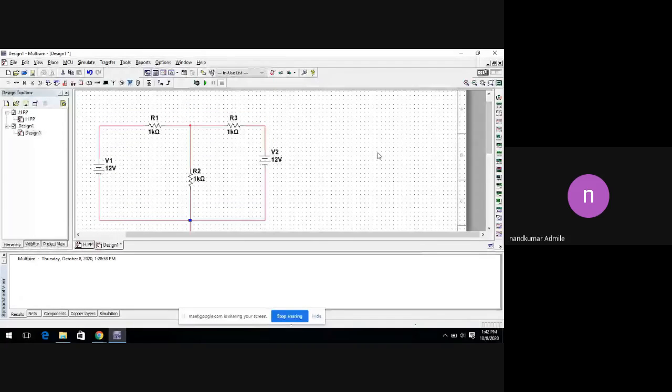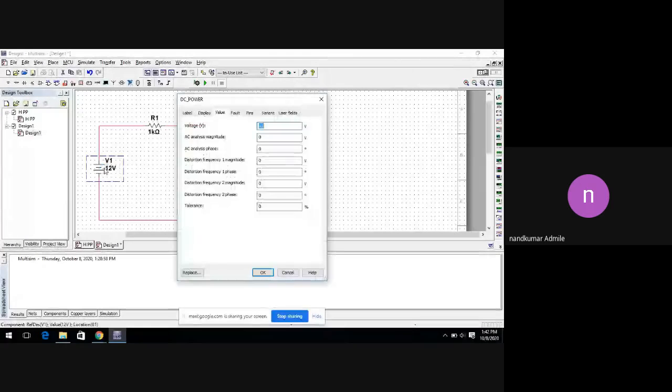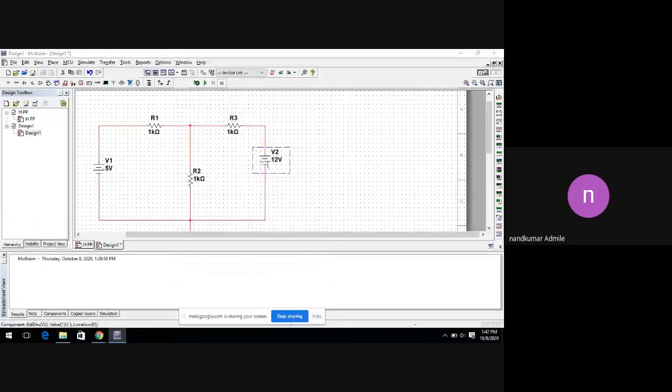Yes. So here we can complete the circuit diagram for the two-port network. Here I'll mention the values for V1 and V2. We'll take V1 and V2 as 5 volt.